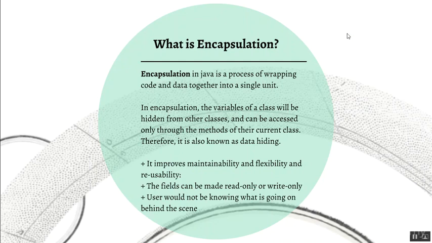The variables of the class are hidden from other classes and can be accessed through the methods of that class, that is, the setter and getter methods. And as these variables are hidden from other classes, it is known as data hiding. The advantages of encapsulation are improved maintainability, flexibility, and reusability. The fields can be made read-only or write-only, so the class has total control over what is going to be stored.